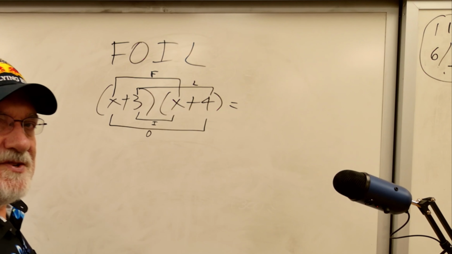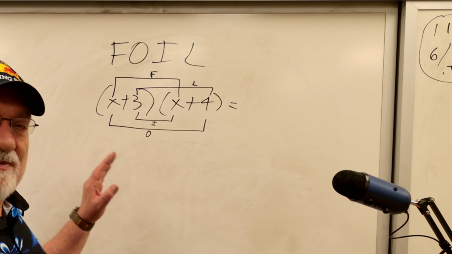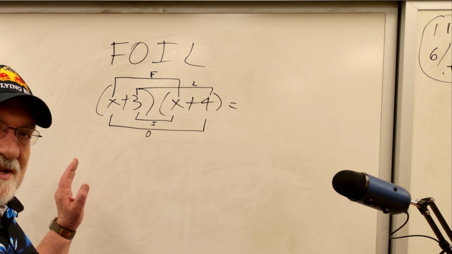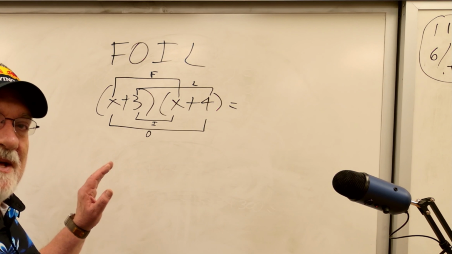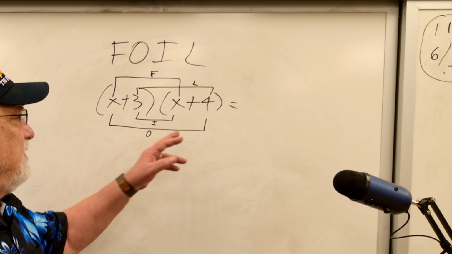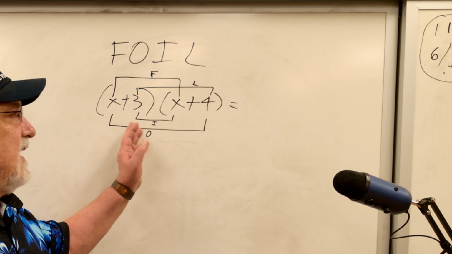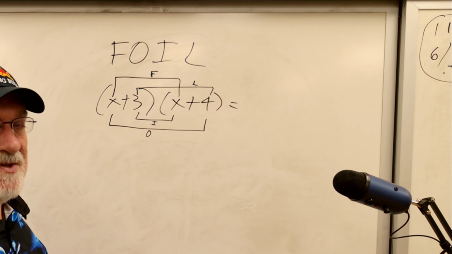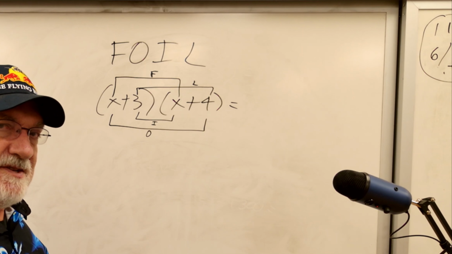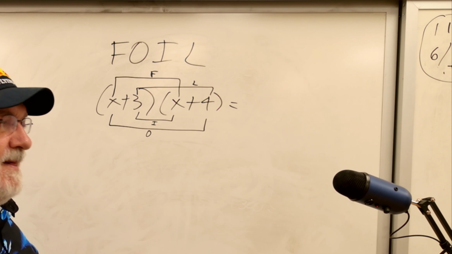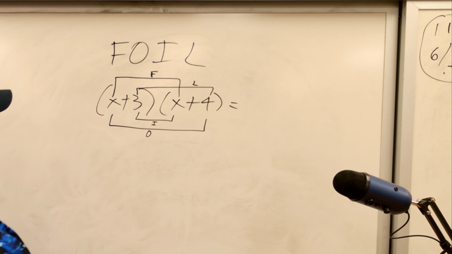So does that make any sense at all? You multiply the first two, the x times the x. Then you multiply the outer, which is the 4 times x. And then the inner, which is 3 times x. And then the last, which is the last two numbers, the 3 times the 4. Does that make sense? I really hope it does. I mean, that's how you FOIL. So let's look at this.